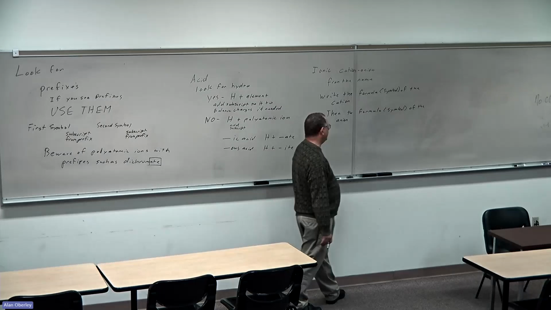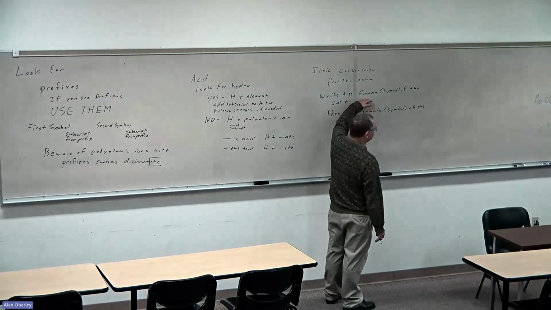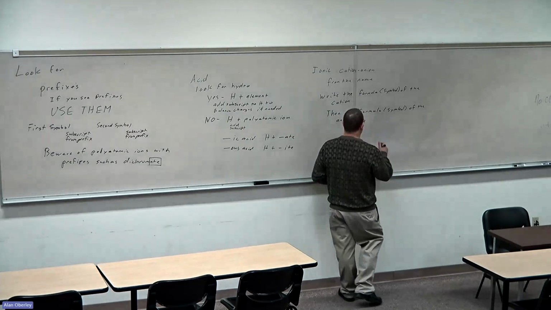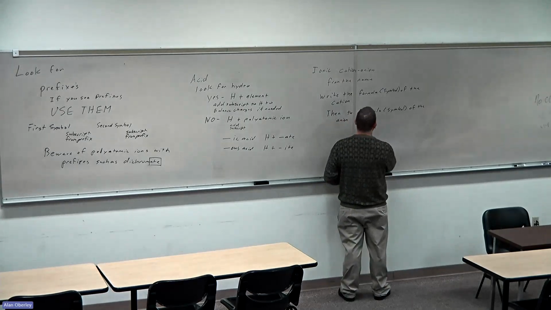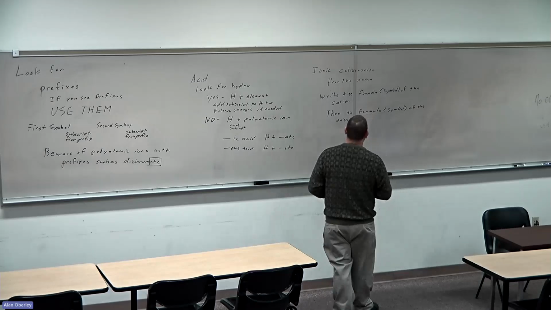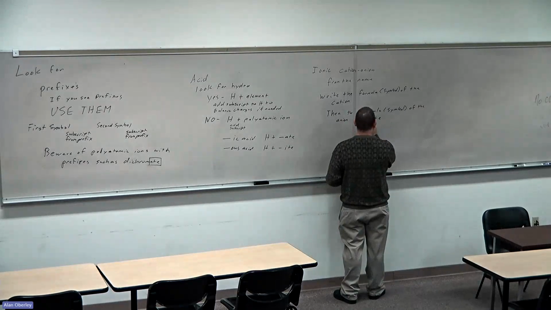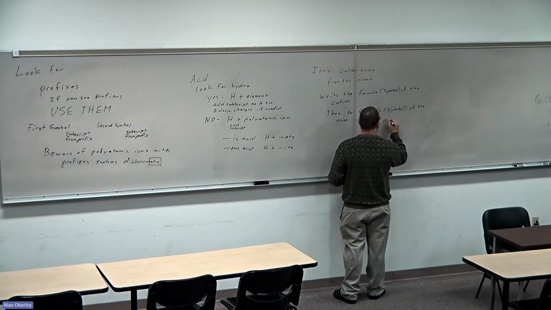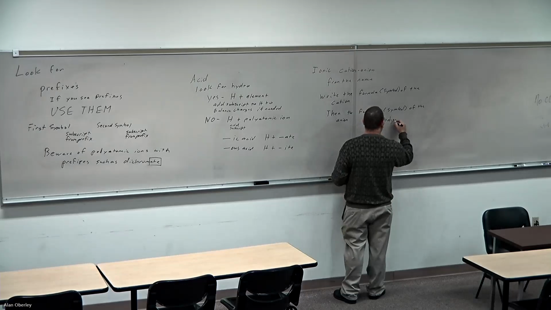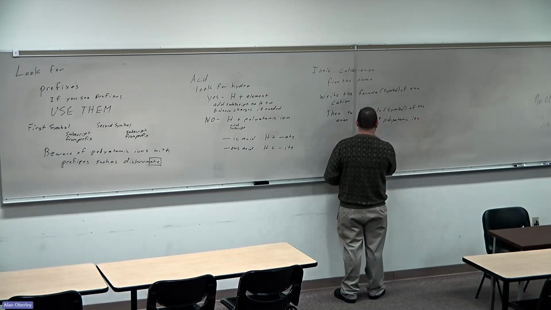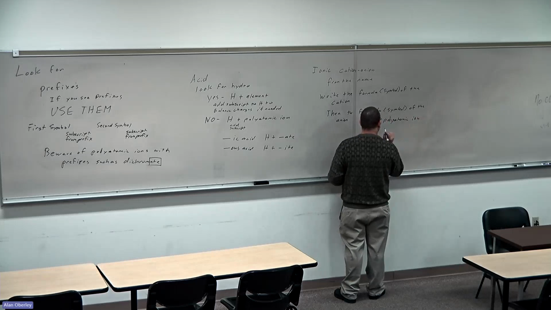So the cation is probably going to be a metal or ammonium. They're fairly straightforward. The anion, we are looking for if it ends in ATE or ITE, it's a polyatomic. If it ends in IDE, it's most of the time a monatomic.